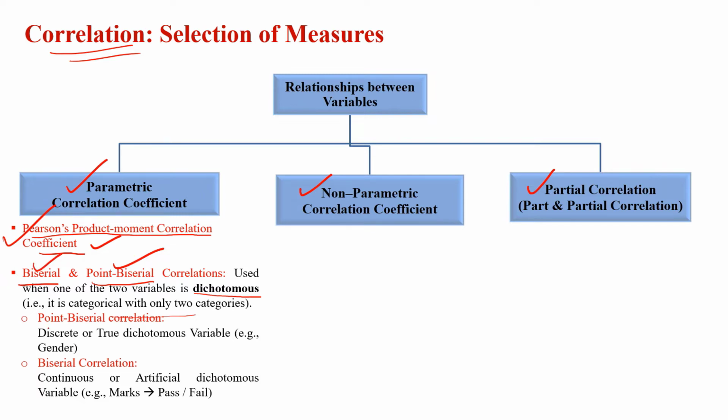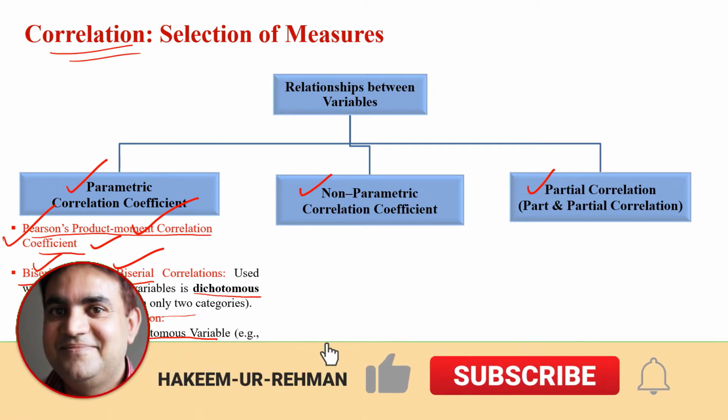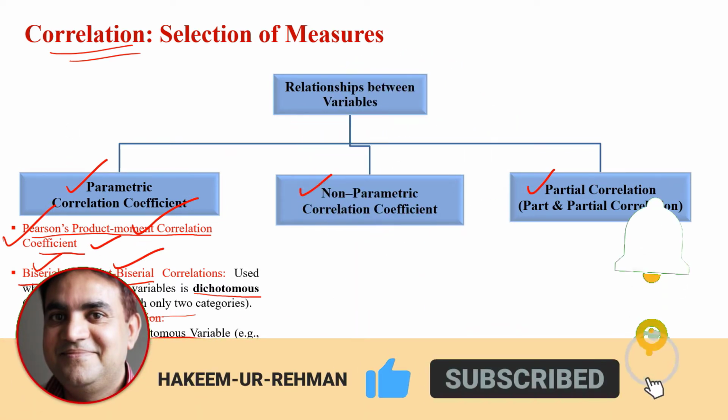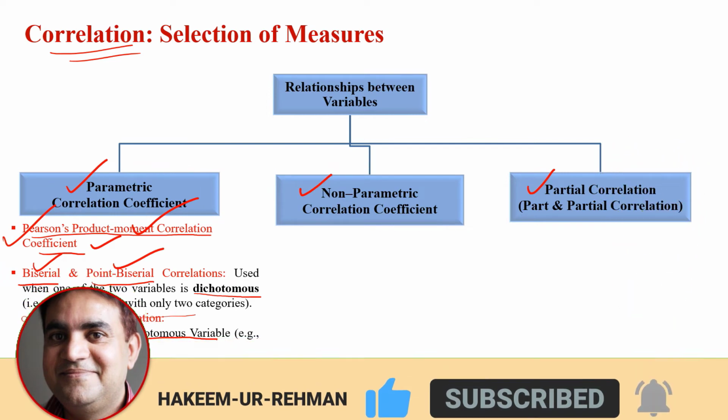The point-biserial correlation coefficient is mathematically the Pearson correlation coefficient. But we apply point-biserial correlation when one of the variables is a dichotomous variable, and it's a true dichotomous variable, or you can say a discrete or true dichotomous variable. True means, such as gender: it should be a male or a female, a boy or a girl. So it's a true dichotomous variable.